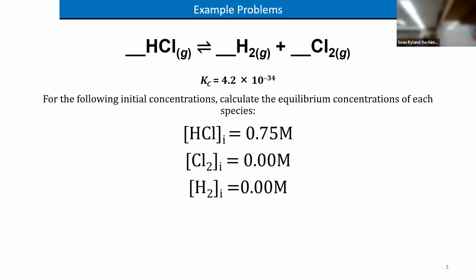All right, so then how do we solve this? Well, we just plug in our expressions we just came up with, right? So we're going to plug in X for hydrogen concentration, X for chlorine concentration, and 0.75 minus 2X for HCl concentration. So X times X over (0.75 minus 2X) squared equals 4.2 times 10 to the minus 34.